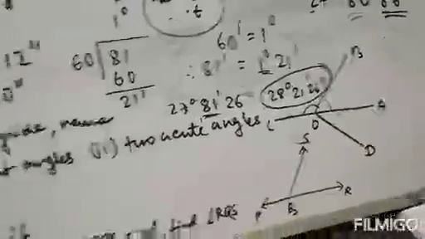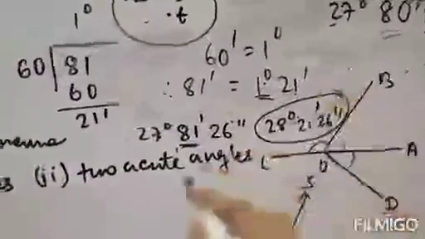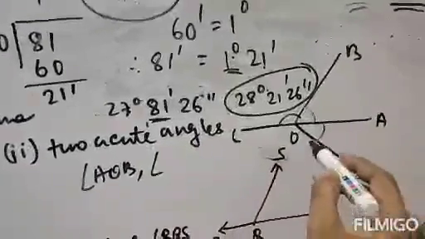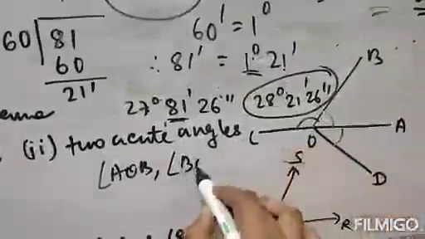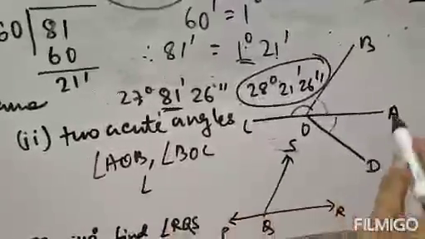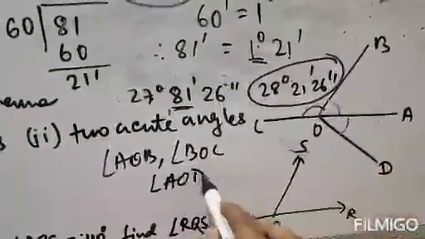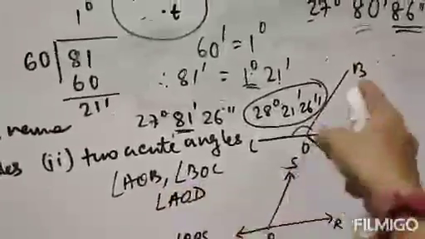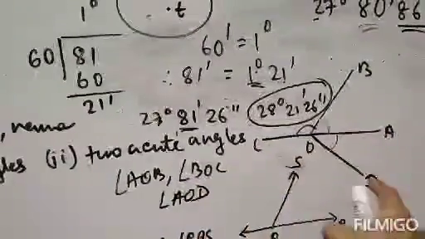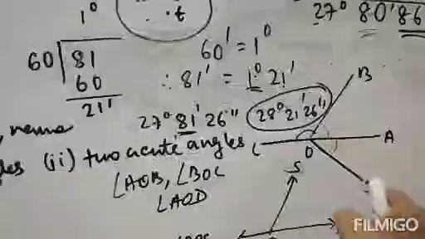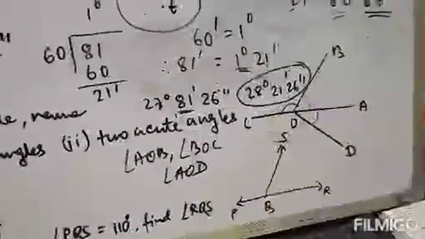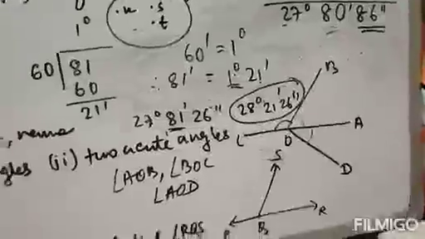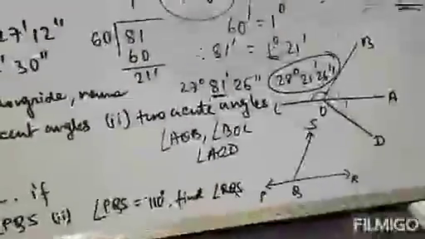See the 3 pairs of adjacent angles, this pair, and this pair. These 3 will be your adjacent angles: angle AOB, BOC, and AOD. Because in these 3 pairs there is one common vertex, that is vertex O. So first criteria is satisfied, common vertex O present.